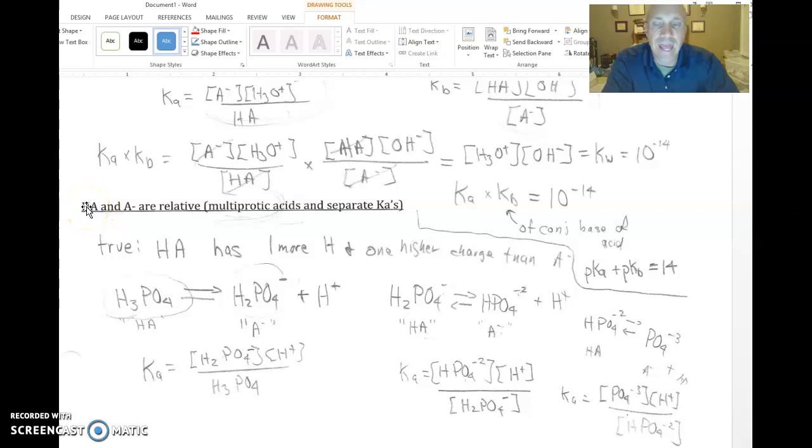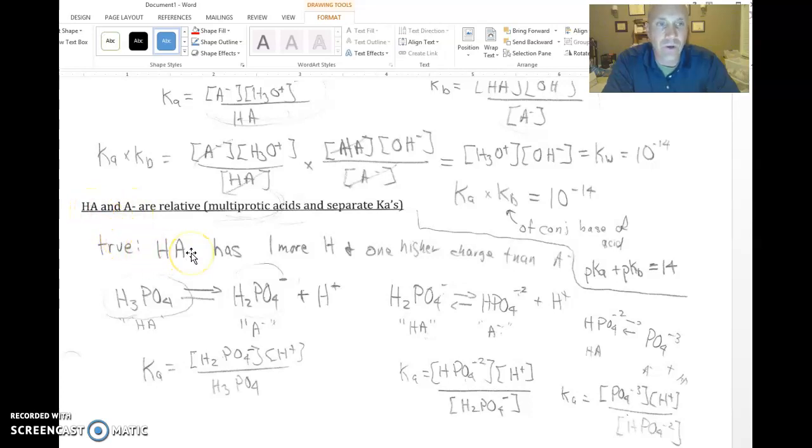One thing that can be a little bit confusing is that if you see HA, you might assume that it has to be something with exactly one hydrogen and it has to be neutral. And you would possibly assume that A minus has to have 0 hydrogens and a -1 charge. The thing is, these are only meant to be relative to each other. What that means is that the only thing that's true is that A minus is what you have after your HA loses an H plus.